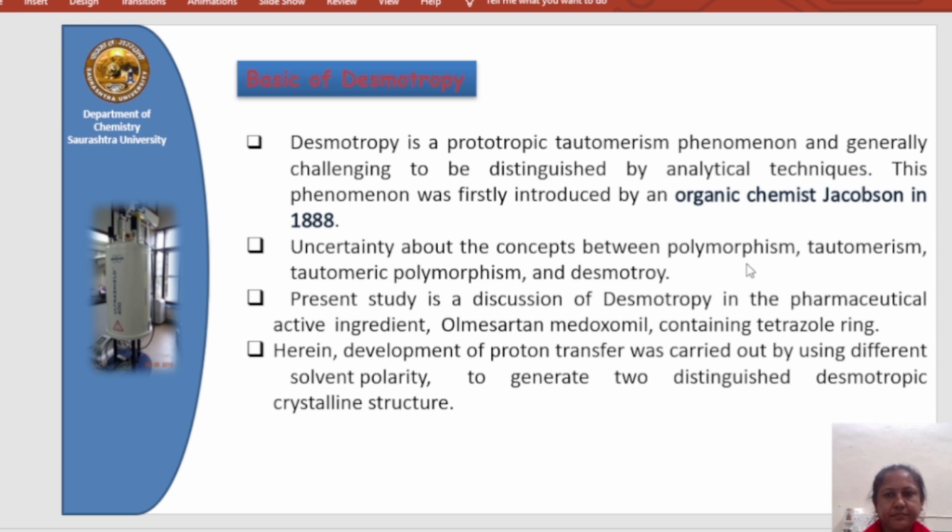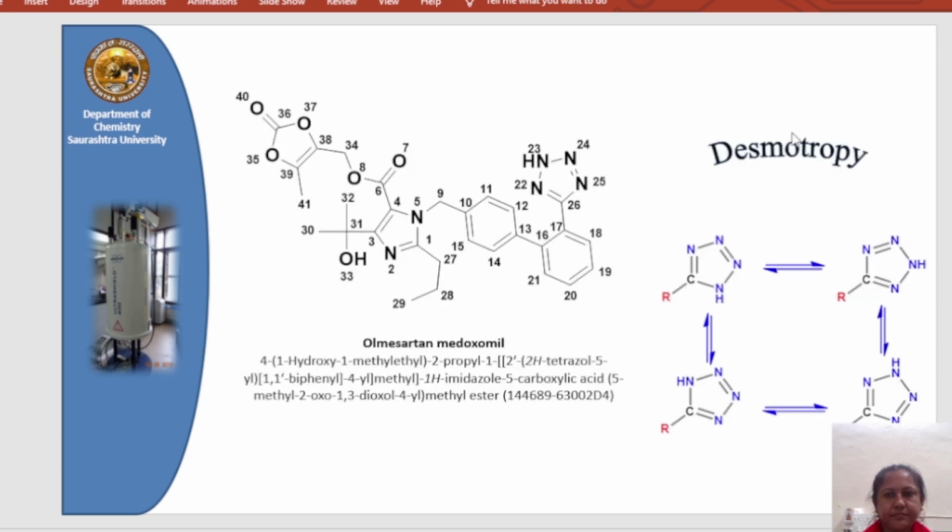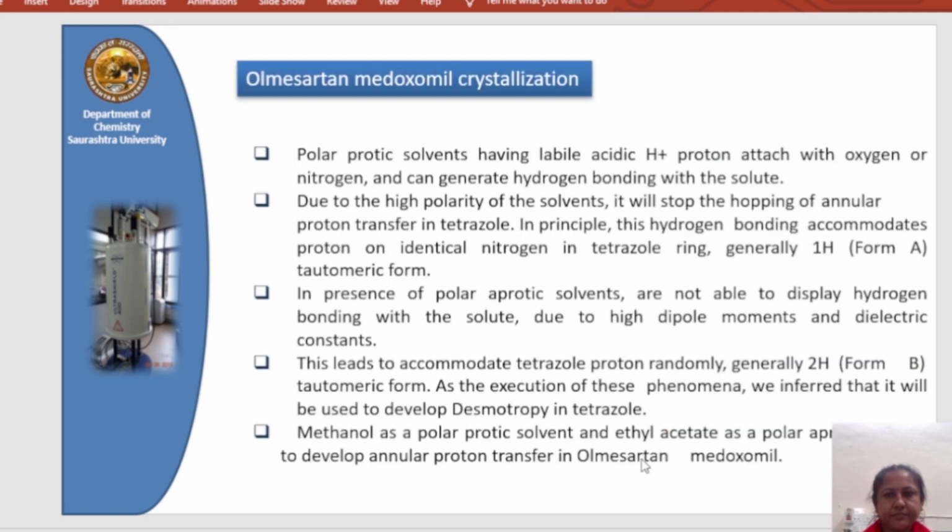There is uncertainty about the concept between polymorphism, tautomeric polymorphism, and desmotropy. So what is desmotropy? If we involve the proton, then we can say it is a desmotropic technique. The development of proton transfer was carried out by using different solvent polarity to generate two distinguished desmotropes. So we carried out this desmotropy by using protic solvent as well as aprotic solvent. Means this H will be transferred to the third position and fourth position. So these two are the desmotropes, meaning the prototopic shift related to that.